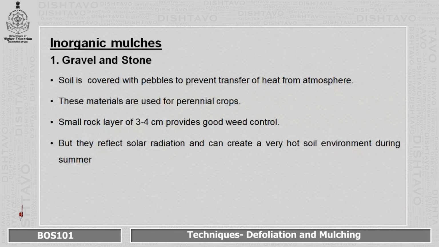Next are the inorganic mulches. First is gravel and stone. Soil is covered with pebbles to prevent transfer of heat from the atmosphere. These materials are used for perennial crops. Small rock layers of 3 to 4 cm provide good weed control, but they reflect solar radiation and can create a very hot soil environment during the summer.